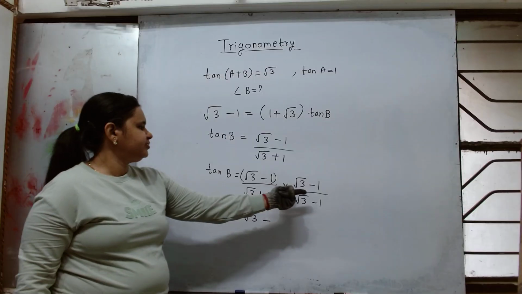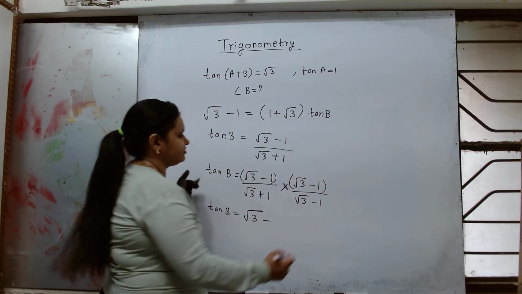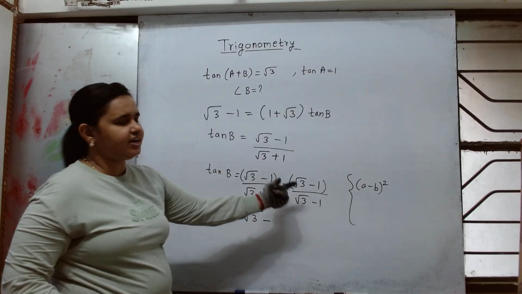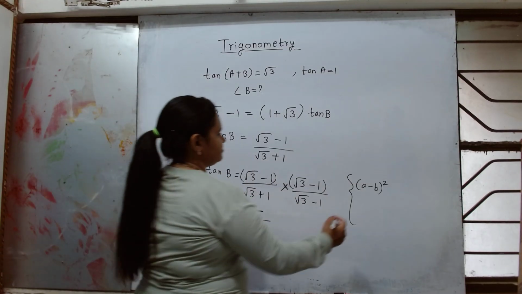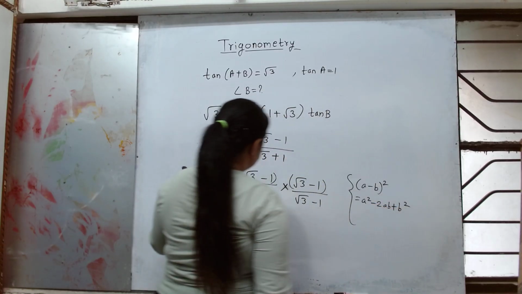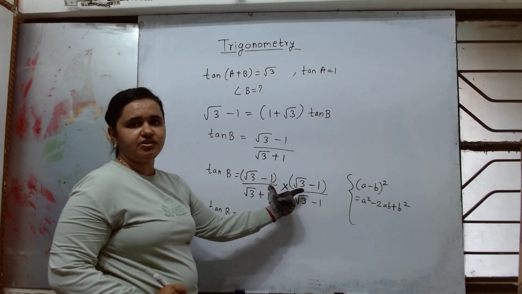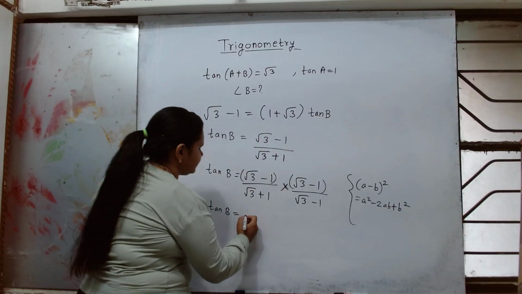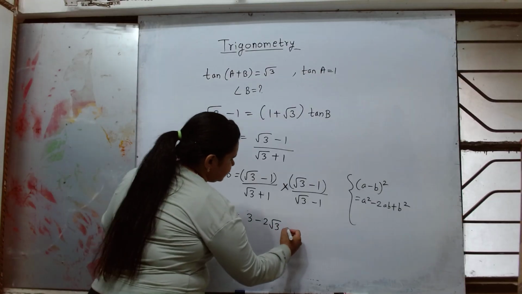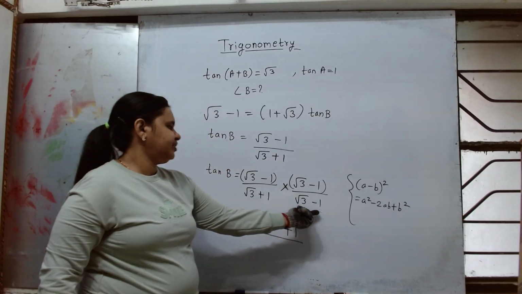So it is a minus b, here it is also a minus b. So we can consider it as a minus b whole square. For making the calculations easier, I did this, okay. A minus b whole square is a square minus 2ab plus b square. So apply this formula. A square is root 3 square, which is 3, minus 2ab is 2 root 3 multiplied by 1, plus b square is 1 square.